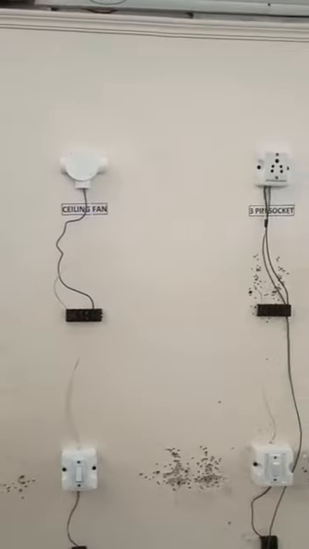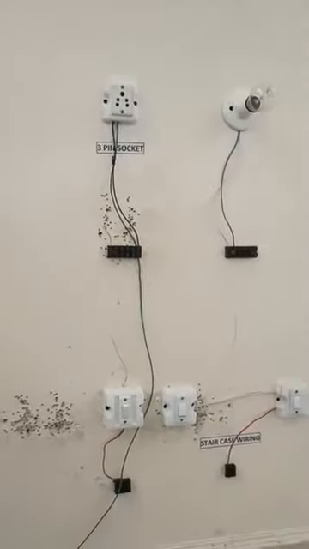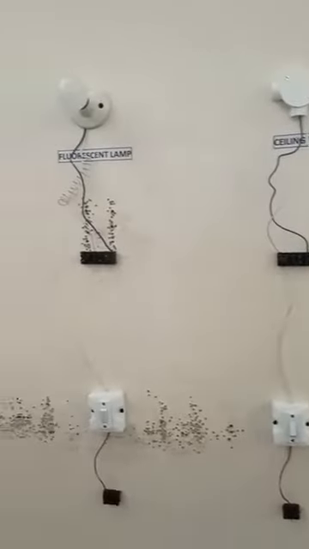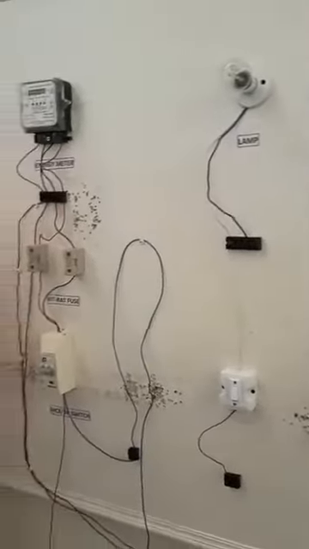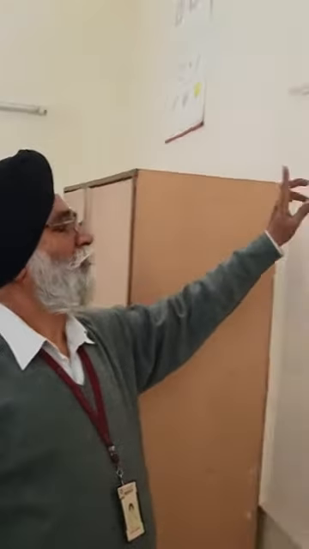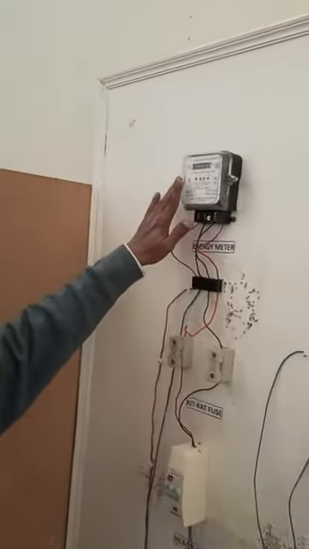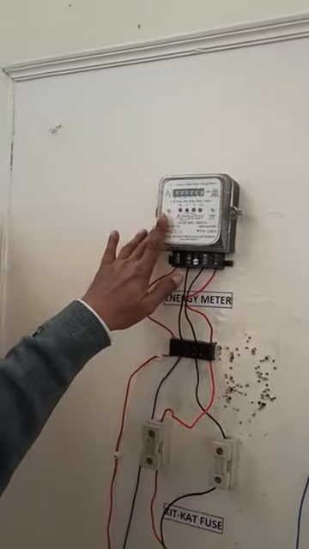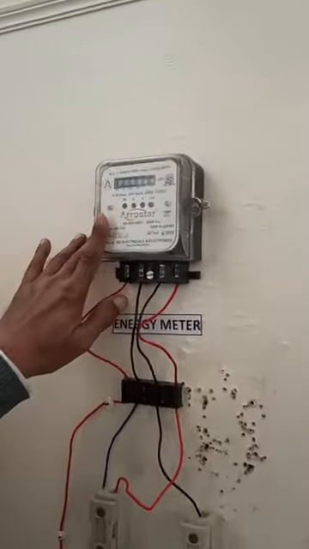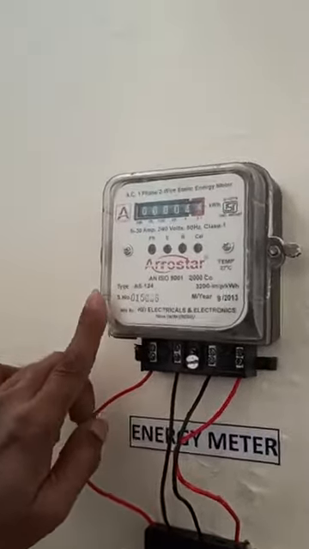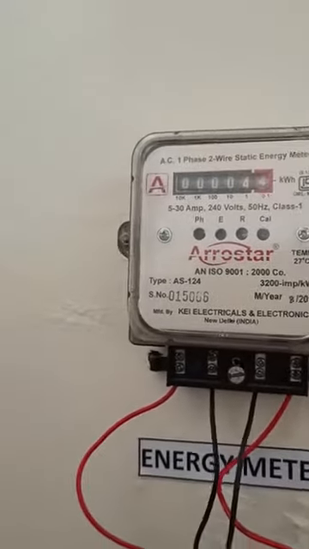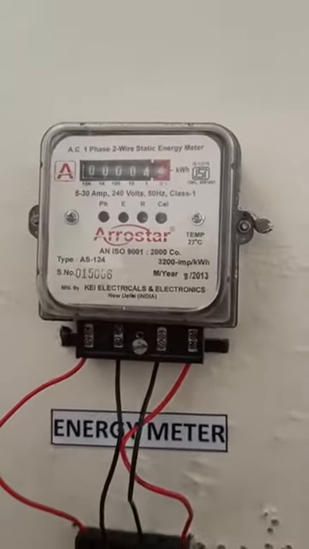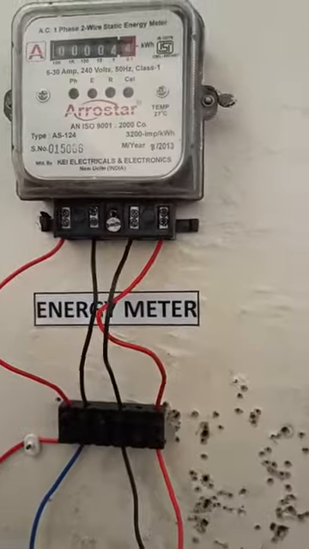And now we will give a brief explanation for the accessory used. Here is an energy meter which shows the consumption in our house. It gives the reading in kilowatt hours, or units as we use in colloquial language.